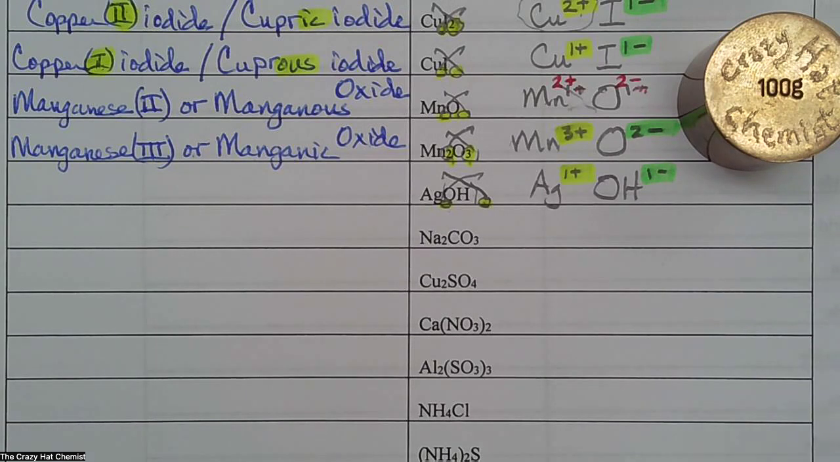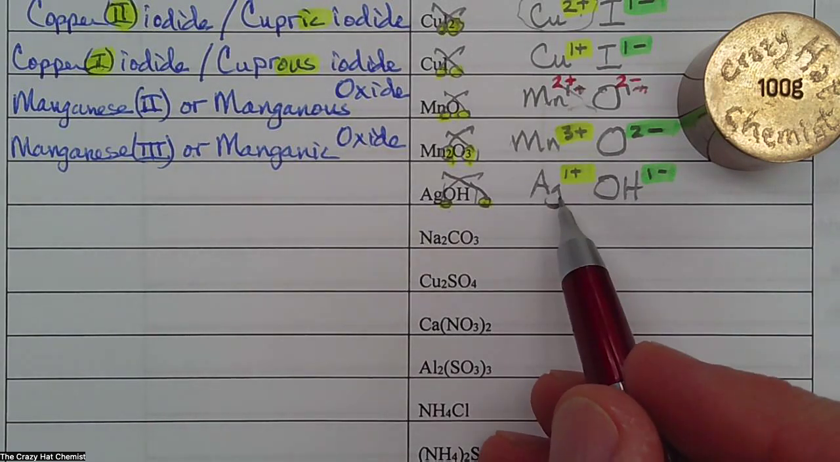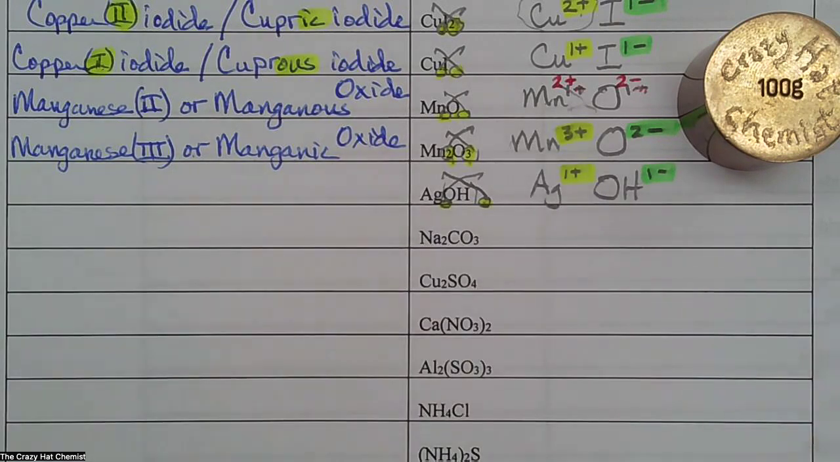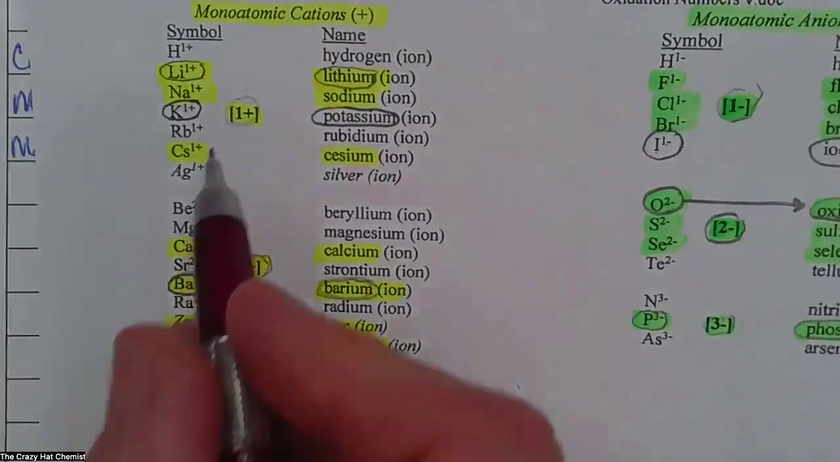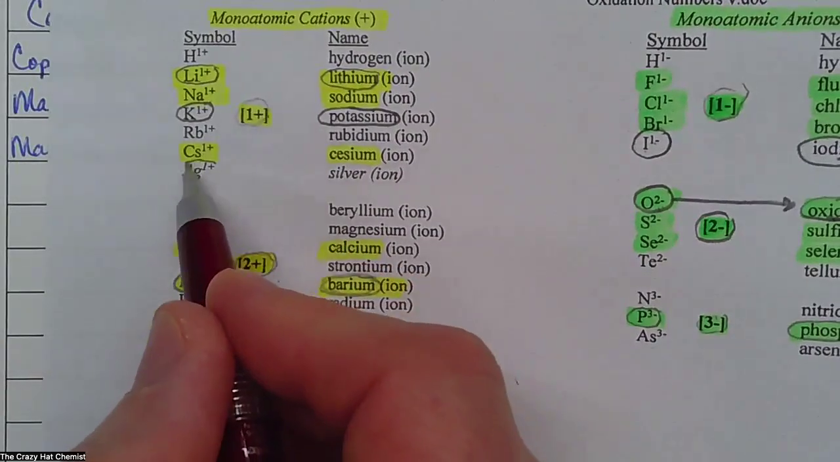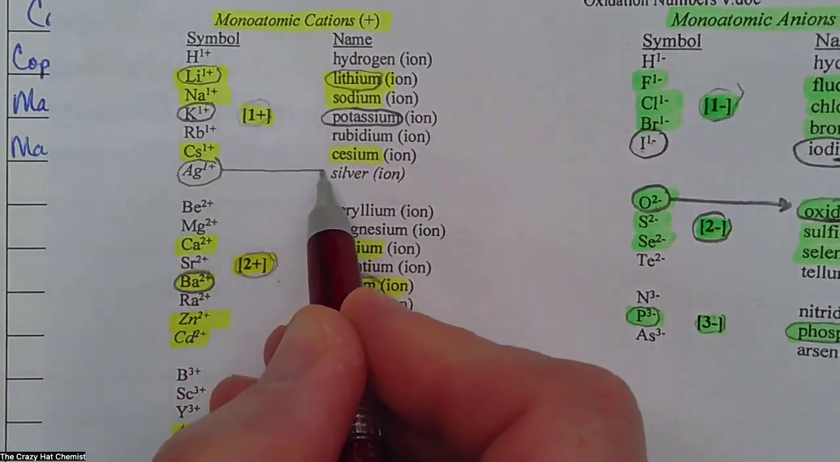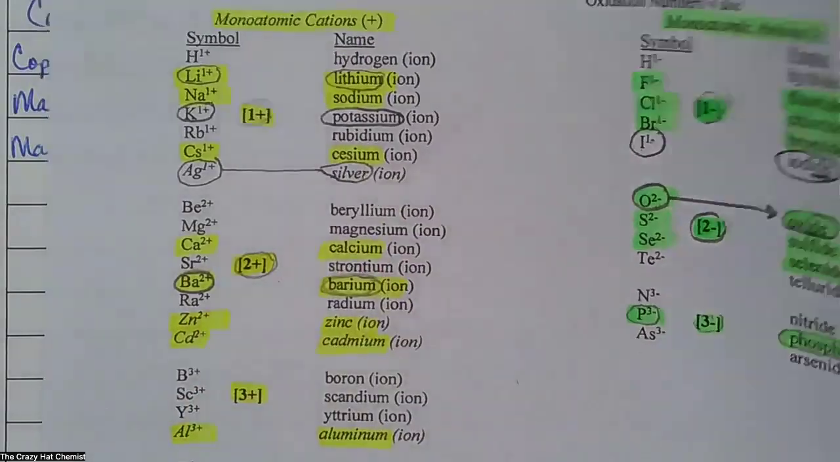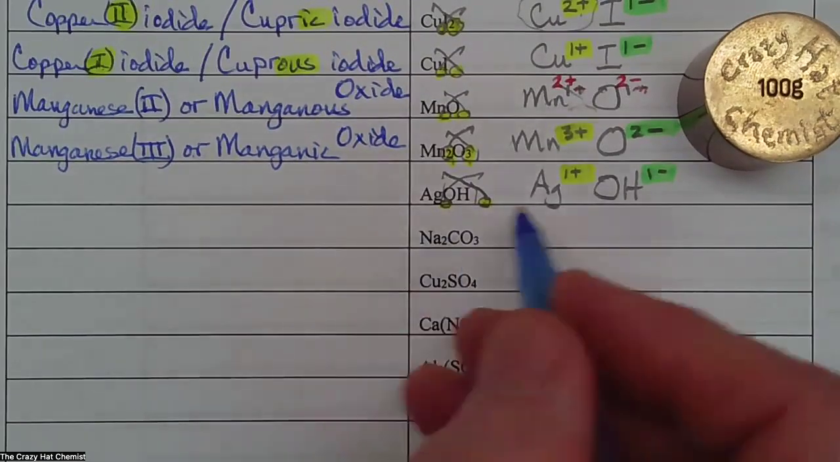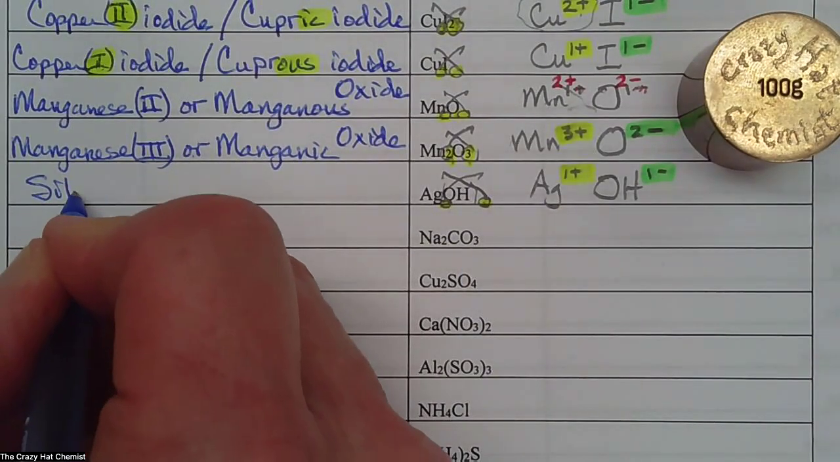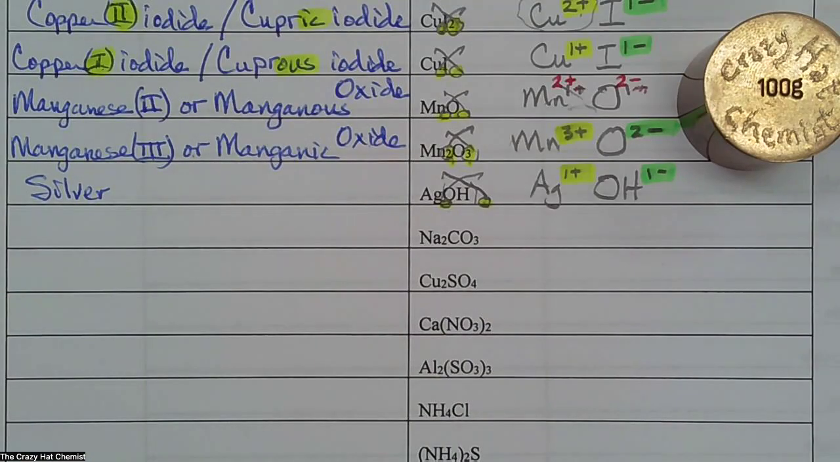And now what we need to do is name this. So we need to find Ag that's a 1 plus. So the Ag that's a 1 plus, I'm going to look in the 1 plus category. And where do I find Ag? It's most certainly there. That corresponds to silver. So I'm going to write down the word silver. So Ag 1 plus is silver.